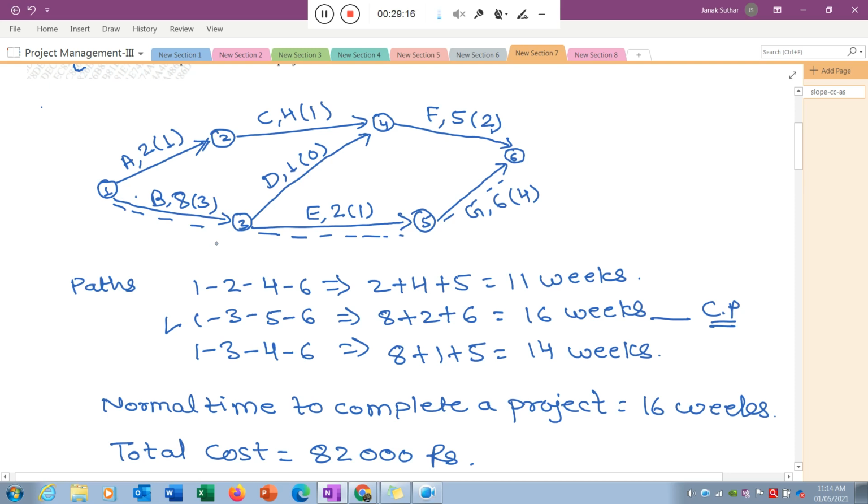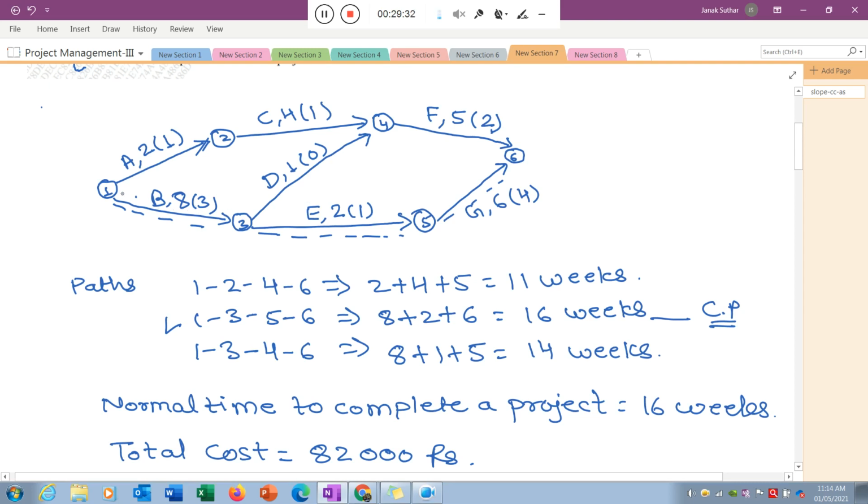If I reduce that particular activity 1 to 3 by 3 weeks, and we found that now the critical path is changed, so we are unable to reduce exactly, our cost will be increased, but we are unable to reduce the project time. Okay, so now the next point is like that, you need to check.